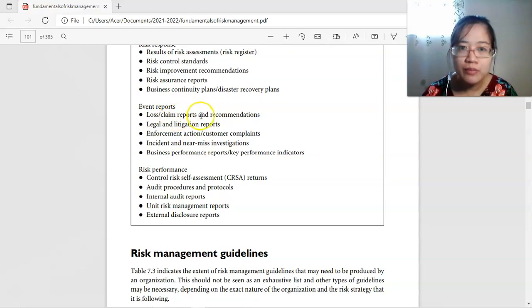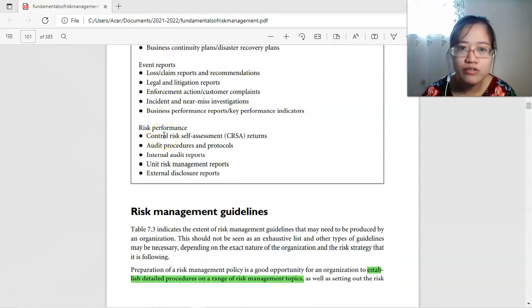Event reports, loss claim reports and recommendations, legal and litigation, enforcement action or customer complaints, incident and near-miss investigations, business performance reports, key performance indicators. Ito yung kapag may nangyari na. Okay? Kapag may nangyari ng mga ganyan na, merong impact sa company, let's say, loss or claim reports, litigation, di ba, kinasuhan kayo, tapos ito, customer complaints, incident or near-miss investigation, probably mga accidents or incidents or hindi naman sinasadya na non-compliance with rules and regulations. So, how do they deal with that? So, kailangan na properly recorded.